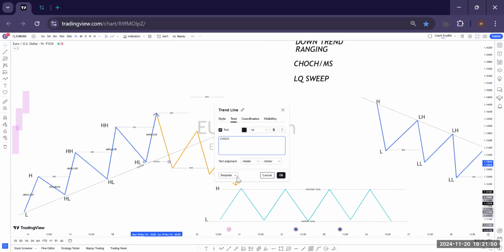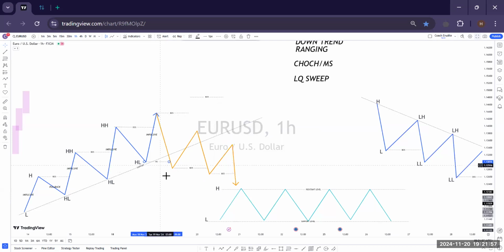You can call it CHoCH, or you can call it market shift, MS. I love using MS because it will make my charts very simple and brief. And for you to confirm that price has changed character or created the market shift, price will break structure. It's to confirm to you that price has formally changed direction. And thereafter, you see price breaking structure to the downward direction.